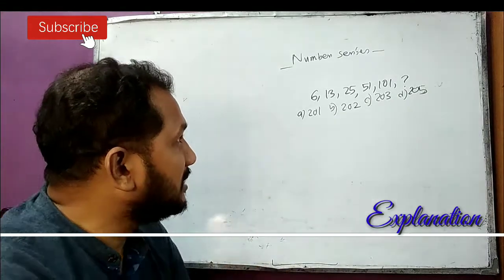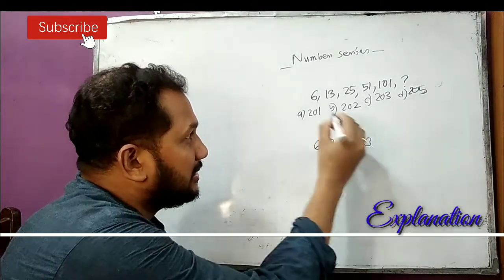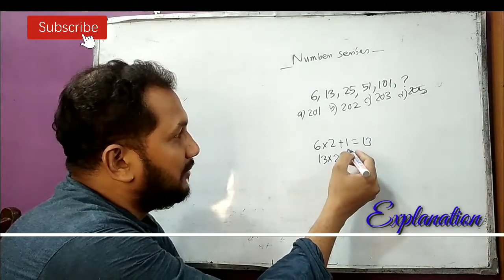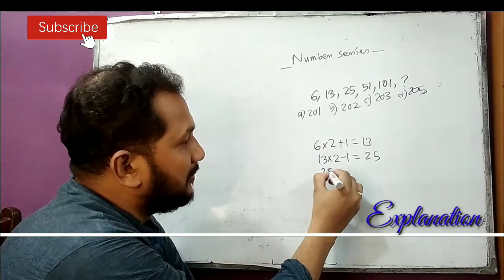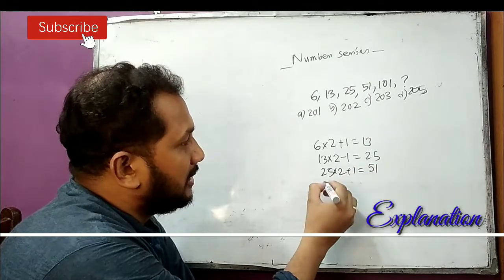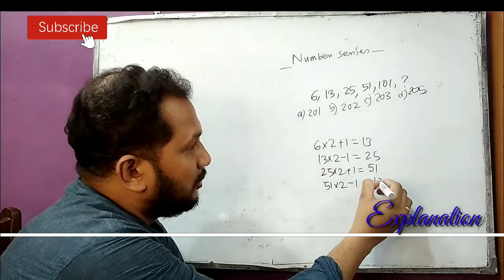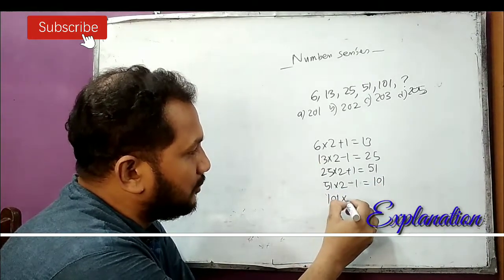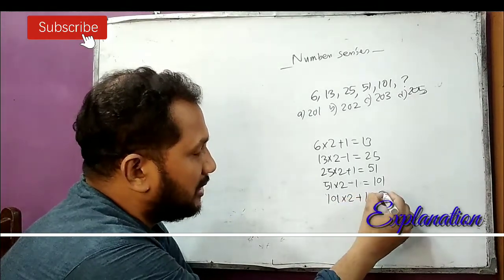Here 6 into 2 plus 1 is equal to 13. Next, 13 into 2 minus 1 is equal to 25. Next, 25 into 2 plus 1 is equal to 51. Next, 51 into 2 minus 1 is equal to 101. So the next step should again be plus: 101 into 2 plus 1 is equal to 203.